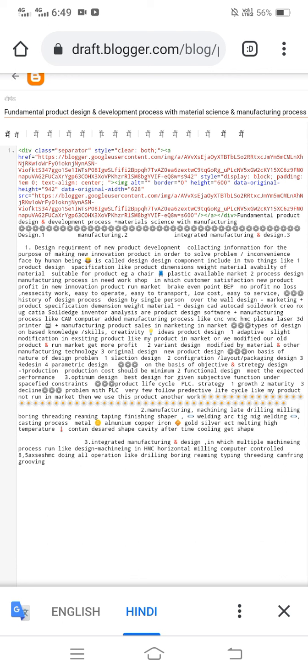Next, problem with the product life cycle, in which very few follow the predicted life cycle. A product may not run in the market, then we use this product for other works.